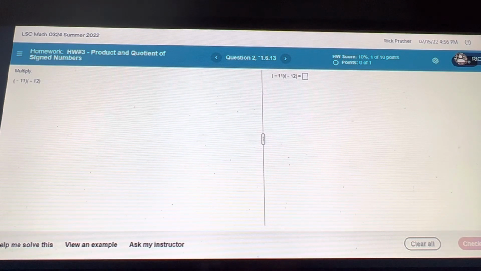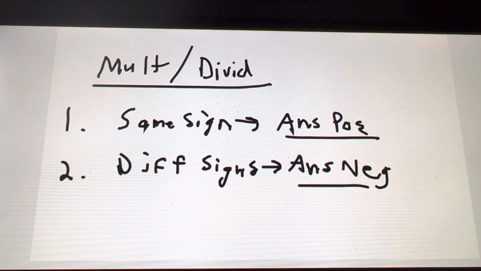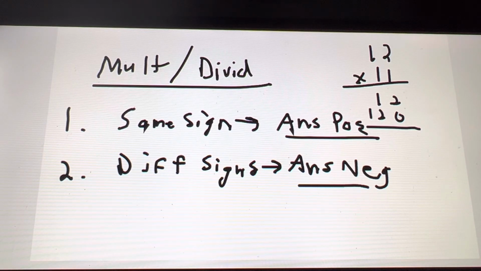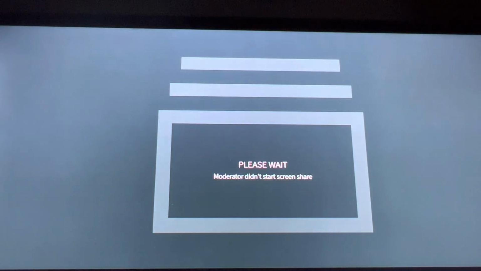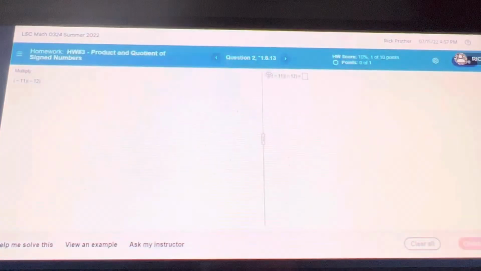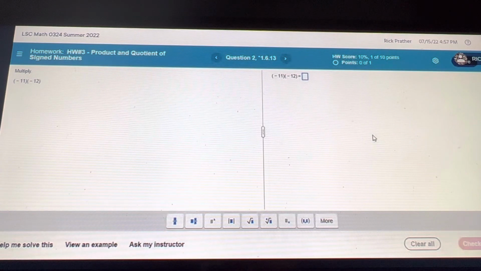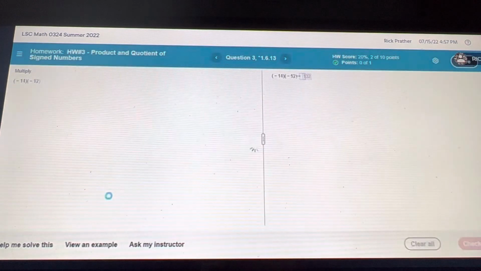And then 12 times 11, you just multiply that. And even if you have to do this, 1 times 2 is 2, 1 times 1 is 1, bring down the 0. 1 times 2 is 2, 1 times 1 is 1. Add this up, 132. 12 times 11 is 132, and because both signs are the same, then it's automatically a positive answer. So whether I did 11 times 12 or negative 11 times negative 12, both of those are positive 132.